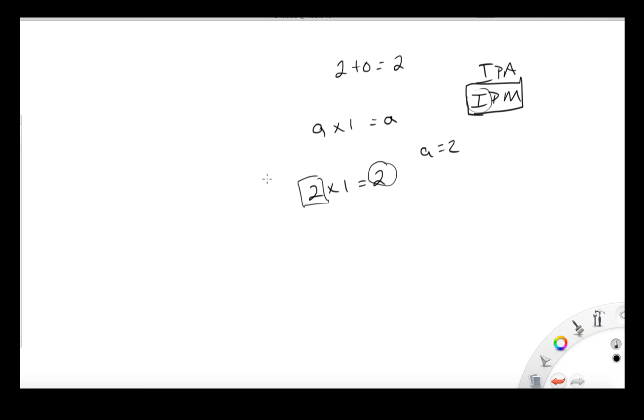All right, so review: commutative property of addition, identity property of addition, commutative property of multiplication, identity property of multiplication, and now we're going to do property for zero multiplication.